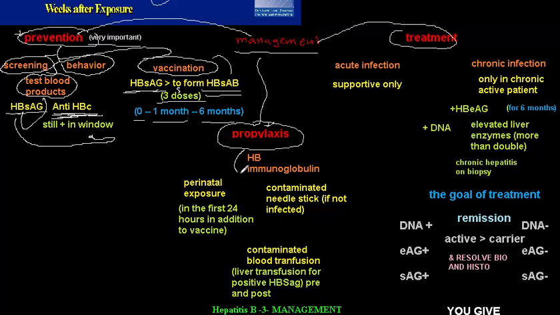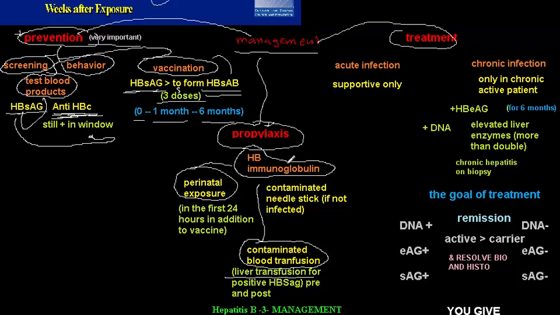What we give is hepatitis B immunoglobulin, and we give it in 3 cases: when we have perinatal exposure to hepatitis B; when we have contaminated blood transfusion or a liver transplant where the liver is affected by hepatitis B; and the third case, when we have a contaminated needle stick.